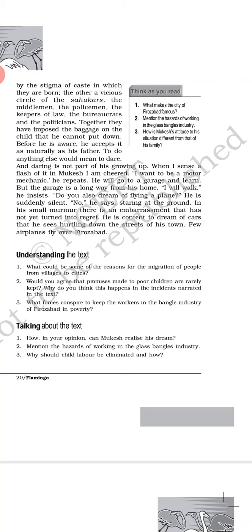The other, a vicious circle of sahukars. That means the writer finds two distinct classes. One is a class of poor, low caste people, and the other is a vicious, dangerous circle of sahukars, the middlemen, the policemen, the keepers of law, the bureaucrats, the politicians. All these people construct a second class. The first class is of the poor people, like these bangle makers, who struggle for survival.